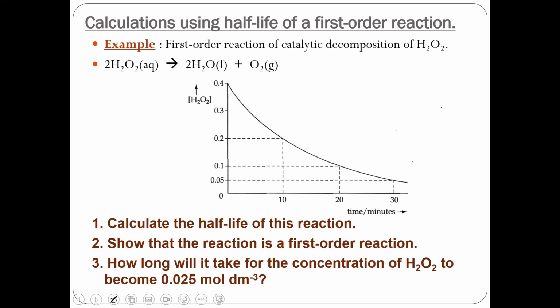It will also take 10 minutes. Or do they mean in total? How long will it take for the concentration of H2O2 to become 0.25? You're talking about part 3. So it's not looking possible from the graph. I think we can do it from the calculation, from the formula, because it's a first order reaction, and it's not a proper graph.